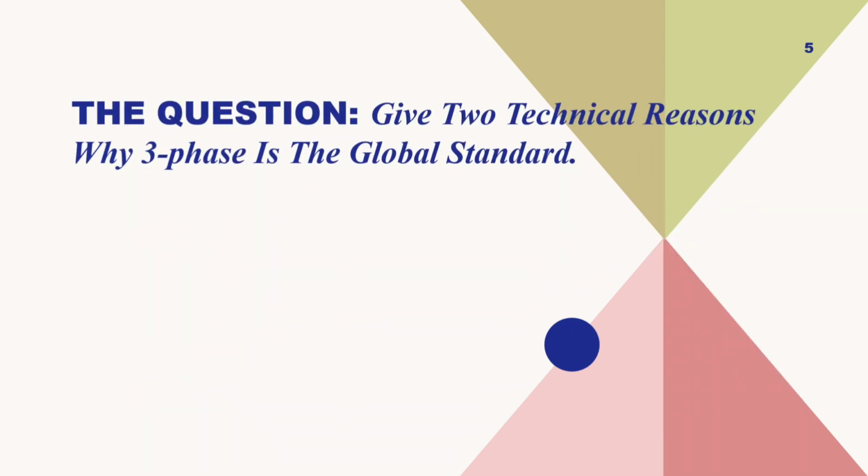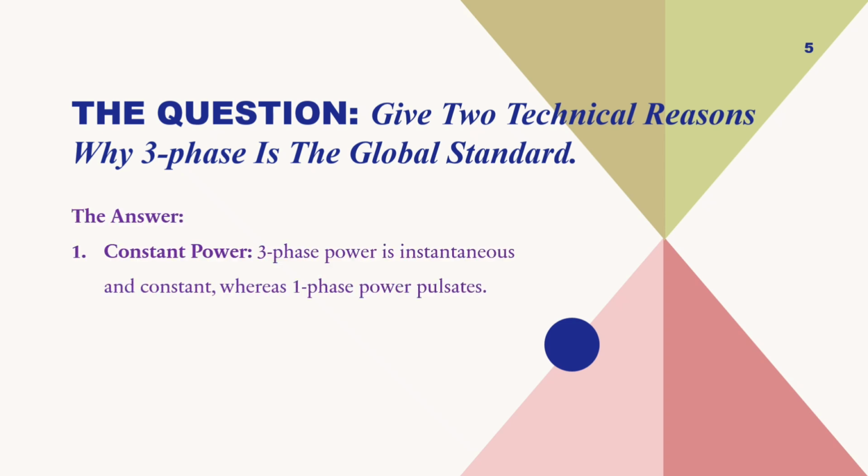Give two technical reasons why three-phase is the global standard. So the answer is, first, constant power. Three-phase power is instantaneous and constant, whereas single-phase power fluctuates. If you're taking a single-phase supply, see here we have voltage, and maybe this is your current waveform. This is V and this is I. For each cycle there are two zero crossings, so the voltage and current would become zero 100 times every second, and two times in every cycle.